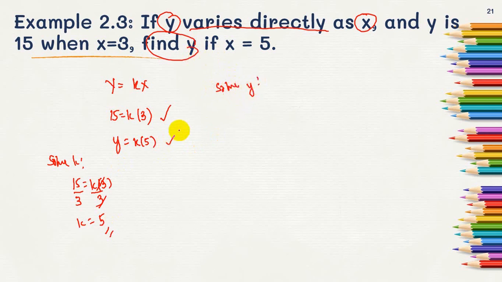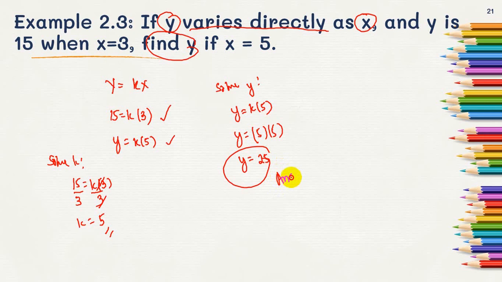In solving for the value of y, we will now use the second equation. Substitute the value of k. y equals the value of k, which is 5, times 5. Therefore, y is equal to 5 times 5 equals 25. So the value of y is 25. This will be your answer.